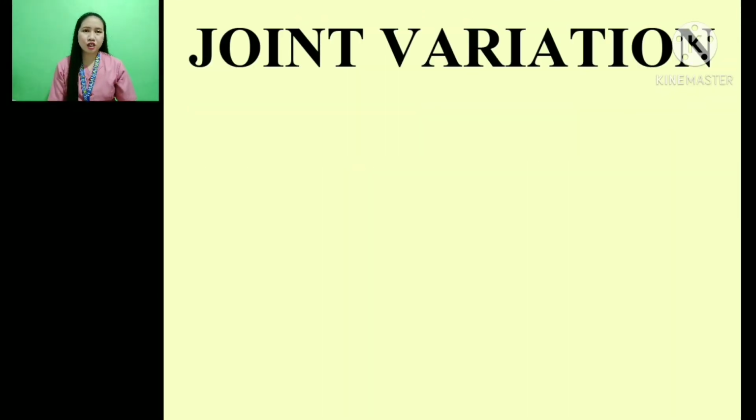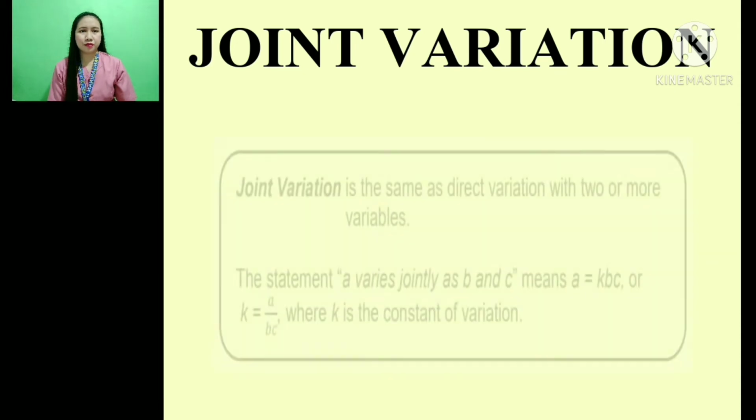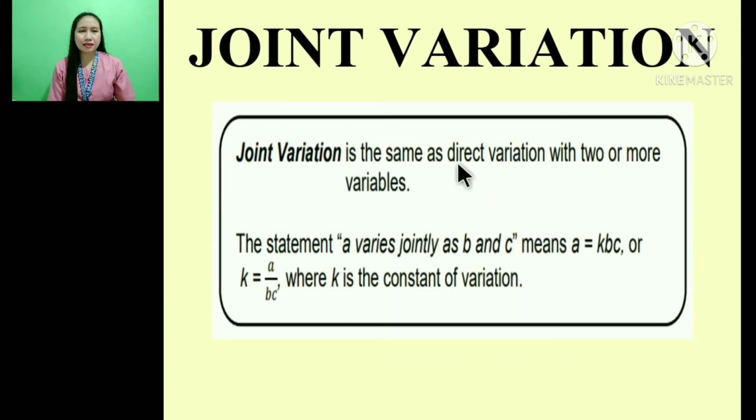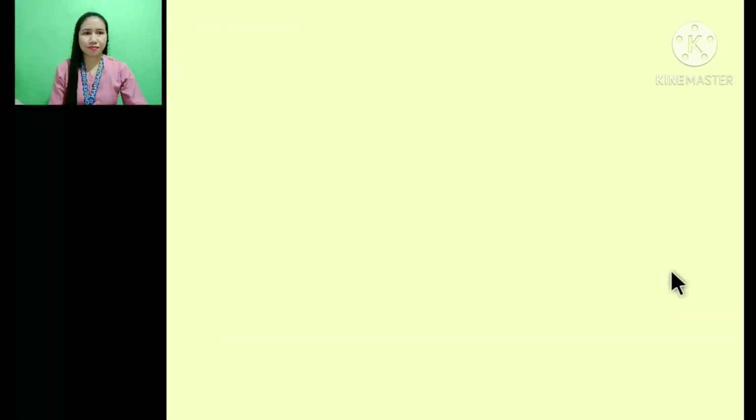Next type is the joint variation. Joint variation is the same as direct variation with 2 or more variables. The statement A varies jointly as B and C means A is equal to K times B times C, or K is equal to A divided by B times C, where K is the constant of variation.